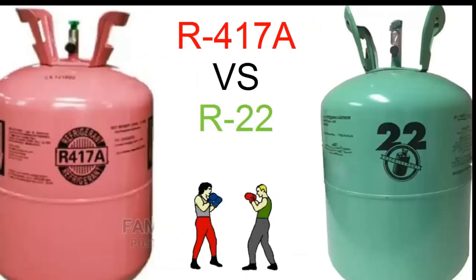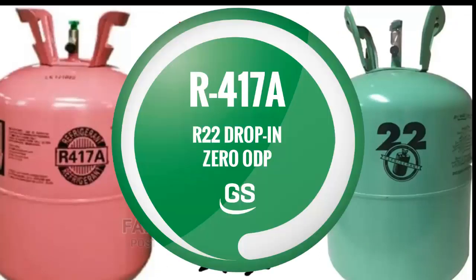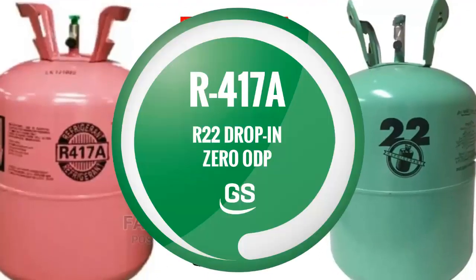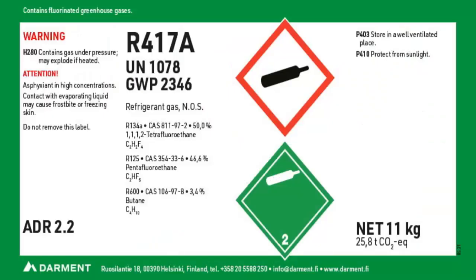The main drawback of R22 is its detrimental impact on the ozone layer, leading to severe environmental restrictions on its usage. In contrast, R417A does not harm the ozone layer. However, its high global warming potential, GWP, of 2,346, makes it subject to environmental restrictions in certain regions, limiting its market usage in the short term.